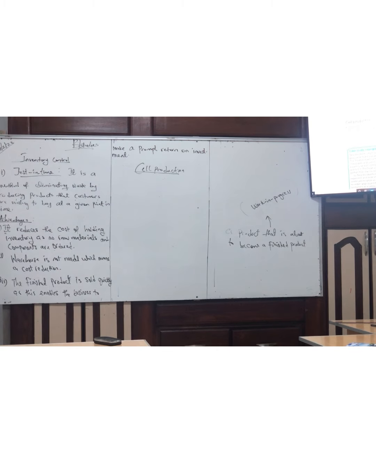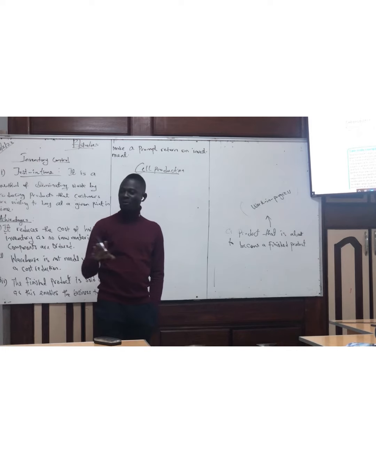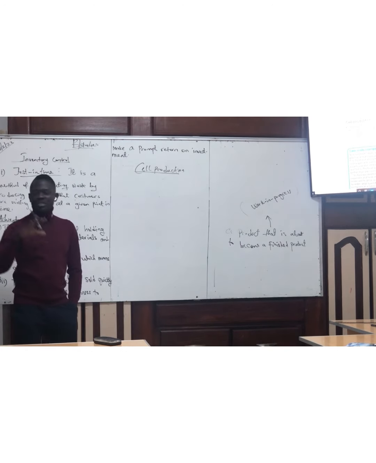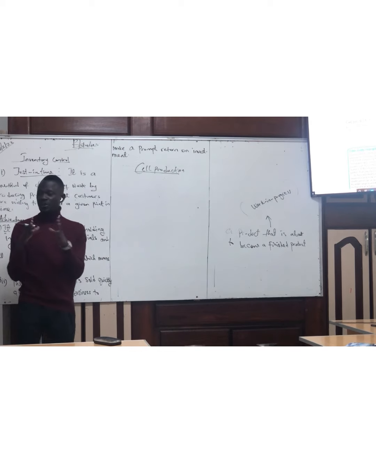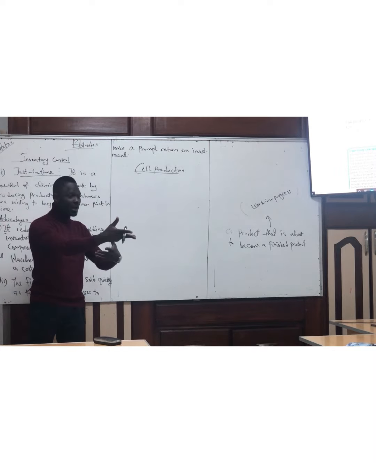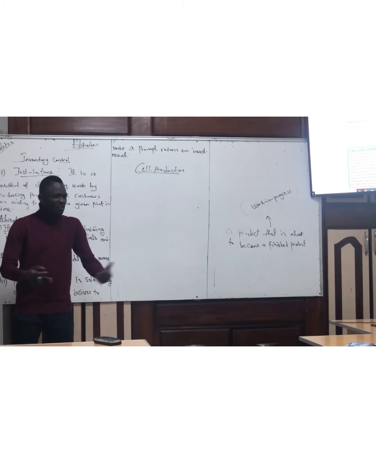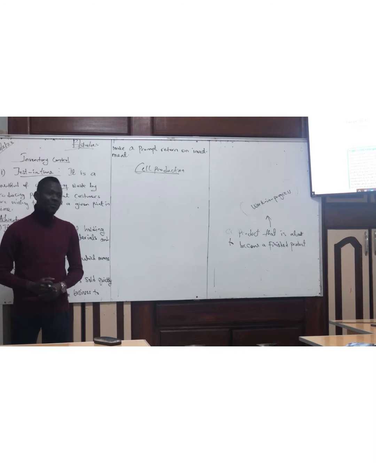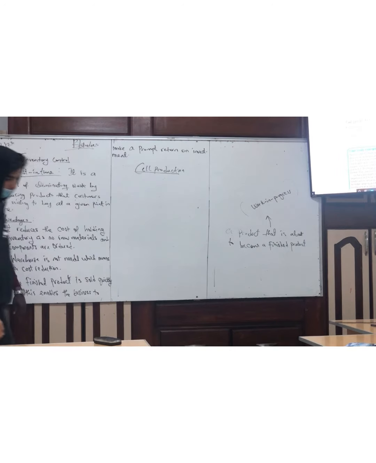So when we talk about cell production, instead of using mass or flow production, what you do is divide the workers into different groups. Each group will be producing the same or an identifiable product. It's just like division of labor, but for every job there's division of labor. Do you understand?